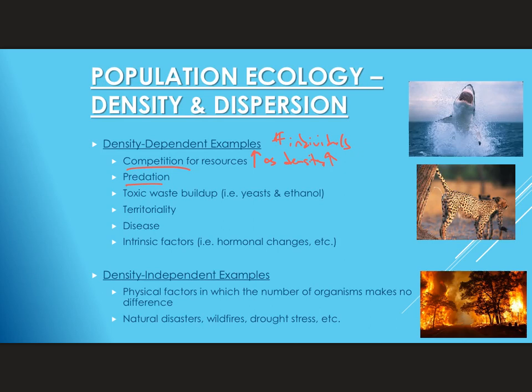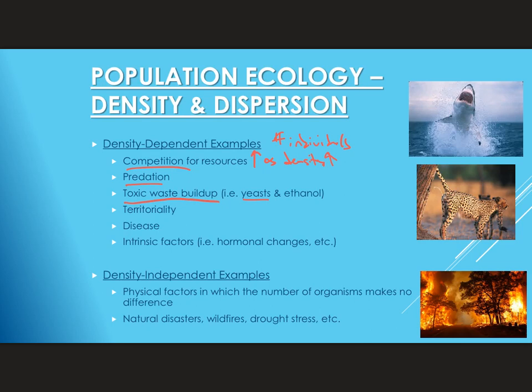Toxic waste buildup. This is a weird one. This is typically for unicellular organisms, like yeast, that we use to make bread rise or that we use to make alcoholic beverages. This creates ethanol. Well, at a certain point, yeast is actually killed by ethanol. So the more it makes this toxic waste, that can start to have an effect on the population.